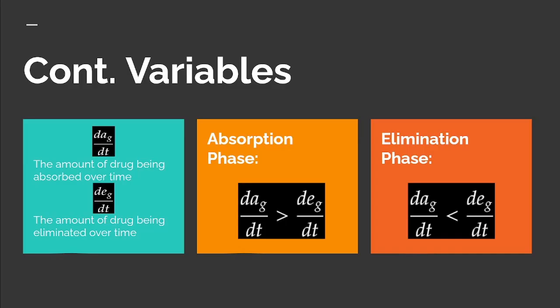Now, keeping the equation in mind, we will move on to new variables. First, we have the amount of drug being absorbed over time. Then we have the amount of drug being eliminated over time. During the absorption phase, the body is absorbing the drug faster than it is being eliminated, which in turn causes the concentration to increase in the body. During the elimination phase, the body is eliminating the drug faster than it is being absorbed, leading it to its excretion.